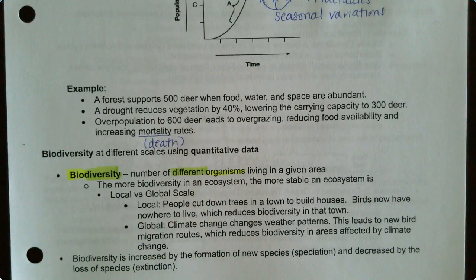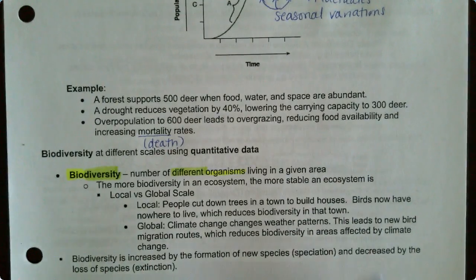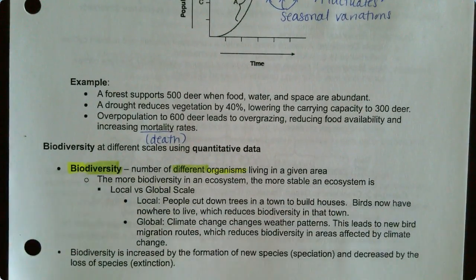They do talk about how we're looking at scale. So different scales. A forest supports 500 deer when food, water, and space are abundant. But when we all of a sudden have a drought, now there's not as much vegetation or not as many producers or plants available for the deer. And because of that, this ecosystem that used to be able to support 500 deer can only support 300 deer. So that would be one example of something that could affect the carrying capacity.